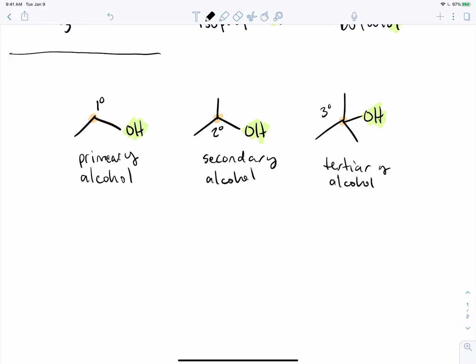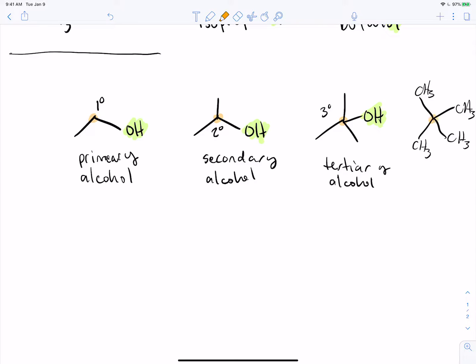And naturally, you can't have a quaternary alcohol because carbon can only have 4 bonds. And if all 4 of the bonds are bonded to carbon, they naturally can't be bonded to an alcohol. So, for example, this would be a quaternary carbon.